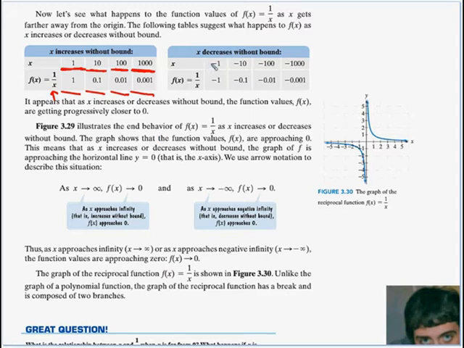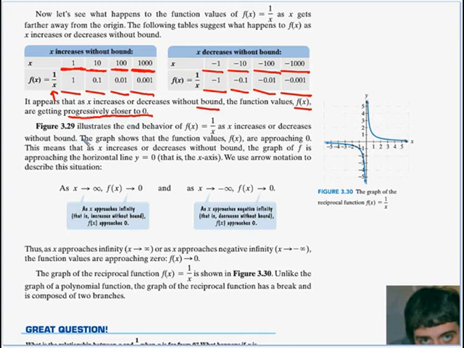And something similar happens on the negative side as we head to the left away from the origin. We're plugging in these more and more negative numbers. We're getting smaller negative outputs, smaller fractions. Negative 1, negative 1/10th, negative 1/100th, negative 1/1000th. It appears that as x increases or decreases without bound, the function values, f of x, are getting progressively closer to 0. They're shrinking and shrinking.